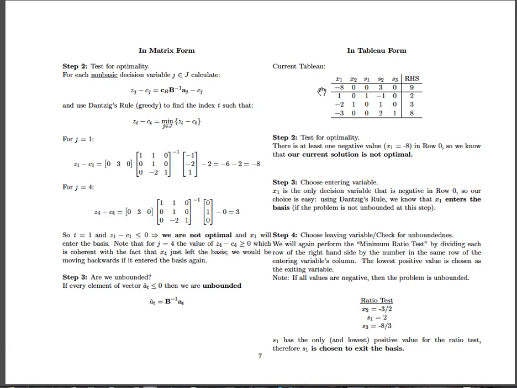In tableau form, all we have to do is look at the first row, or row 0 again. We have a negative number, we only have 1, so we're going to choose that as our entering variable, and we know it's not optimal.